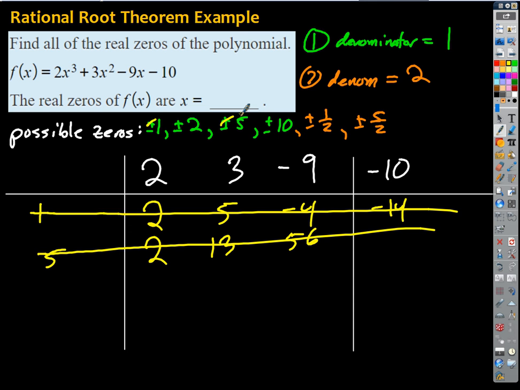Let's try that too and just see what happens. So if I pick 2, I drop the 2 down. 2 times 2 is 4 plus 3 is 7. 2 times 7 is 14 plus -9 is 5. 2 times 5 is 10 plus -10 is 0. We've done something, Mr. Loya. We have done something.